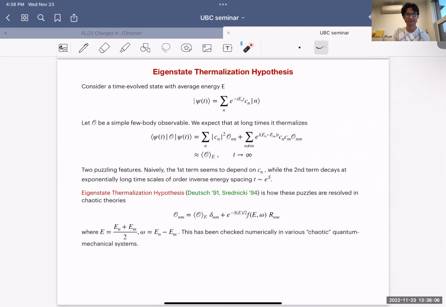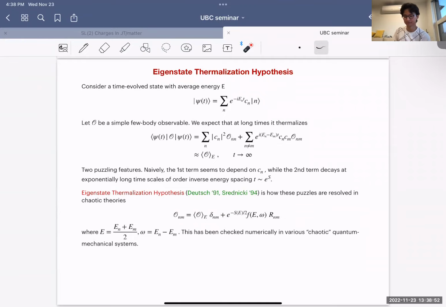And so both of these puzzles are resolved by the eigenstate thermalization hypothesis. And this is an ansatz for the matrix elements of an operator O in the energy eigenstates. So we have a diagonal term, which is proportional to the thermal expectation value, and we have off-diagonal terms, which are exponentially small in the entropy and are proportional to some numbers, R_nm, which happen to be pseudo-random numbers. For example, you can take them to be from a Gaussian ensemble.